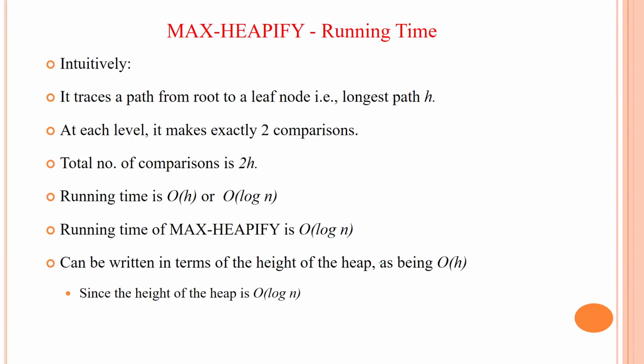The time complexity is here. We are tracing the path from root to leaf node. So the longest path is the height of the tree, h. At each level we are making two comparisons. So the total number of comparisons will be the height of the tree times 2. Running time is order of the height of the tree, so that is log n. So running max heapify is order of log n, or we can write the height of the tree.